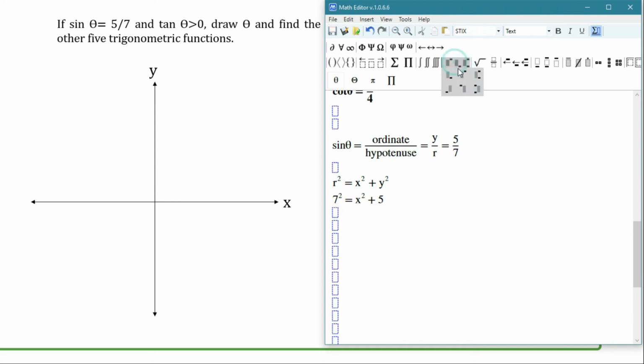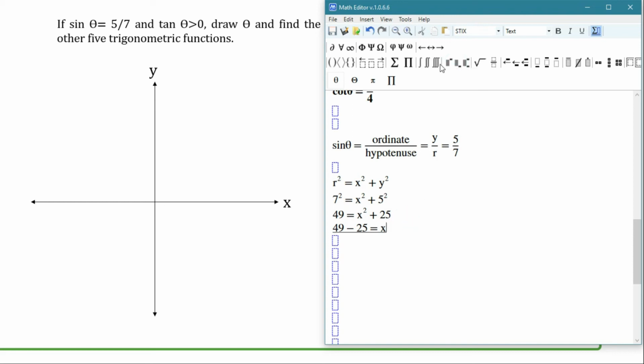And then, simplifying this, the square of 7 is 49. Since we are looking for the abscissa, x will remain as it is. That is 49 equals x squared plus the square of 5, which is 25. And then simplifying this by combining like terms, we transpose positive 25 to the other side, making that negative 25, so 49 minus 25 equals x squared.